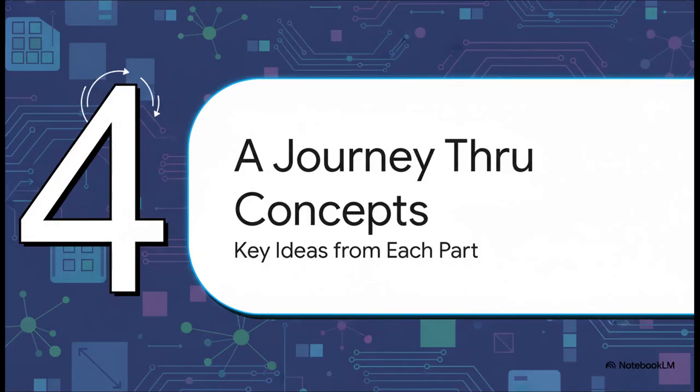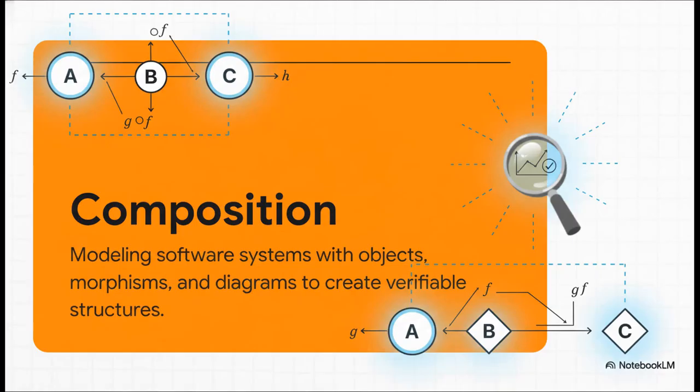Now, along this path, you're going to run into some formal-sounding concepts, but they're always presented as practical engineering tools. Let's just briefly touch on one key idea from each of the three parts to see how they build on one another. Everything begins with composition. This is really about using a clear visual language. Think objects and arrows or boxes and lines to model your system. By creating a precise blueprint right from the get-go, you establish clear boundaries and verifiable structures. This clarity is the foundation for everything that comes next.